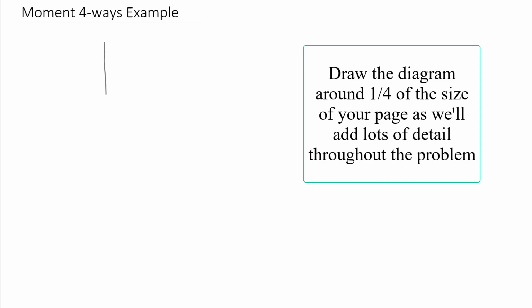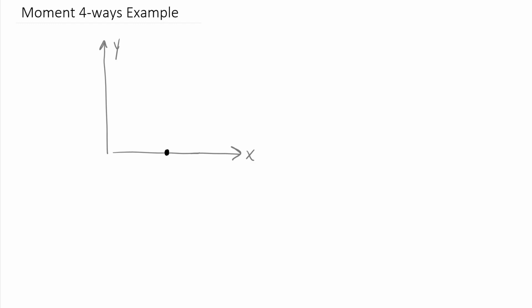So here's my axis system. We're going to go with a horizontal X, a vertical Y. And we have a location right over here. It's going to be 4 units to the right of the y-axis. Call this point A.